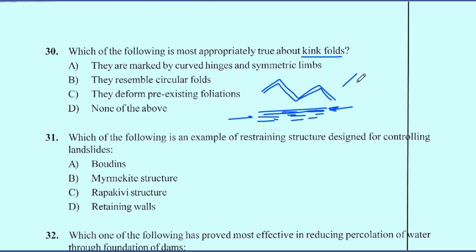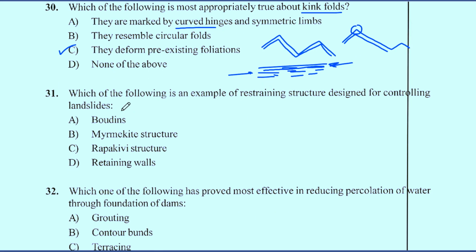Like this, or like one limb is longer and one limb is shorter. If both limbs are equal, we call it a chevron fold, and if they are not symmetric, it is not symmetrical. And their hinge is sharp. In the first option they are telling that curved hinges are present in normal folds or symmetrical folds. So our right option is the third one.